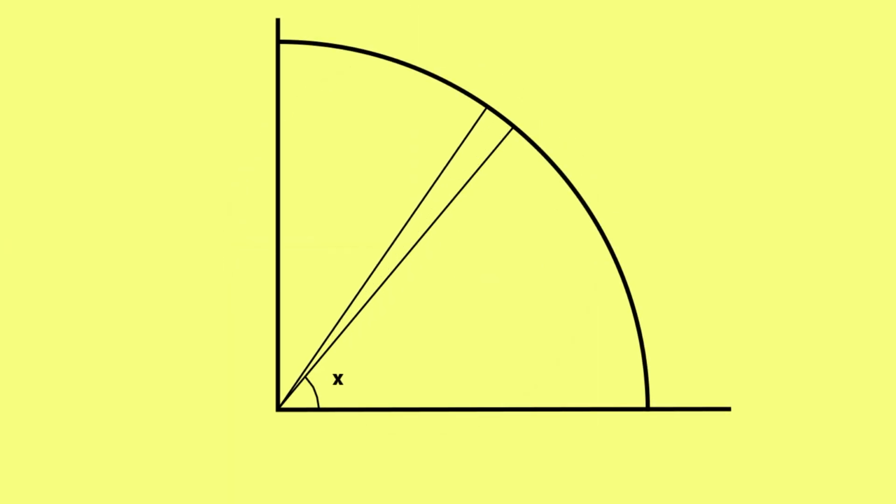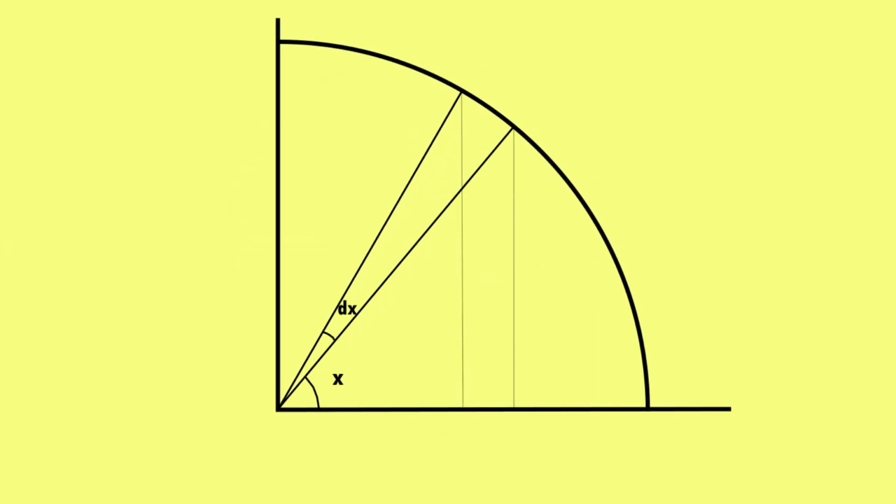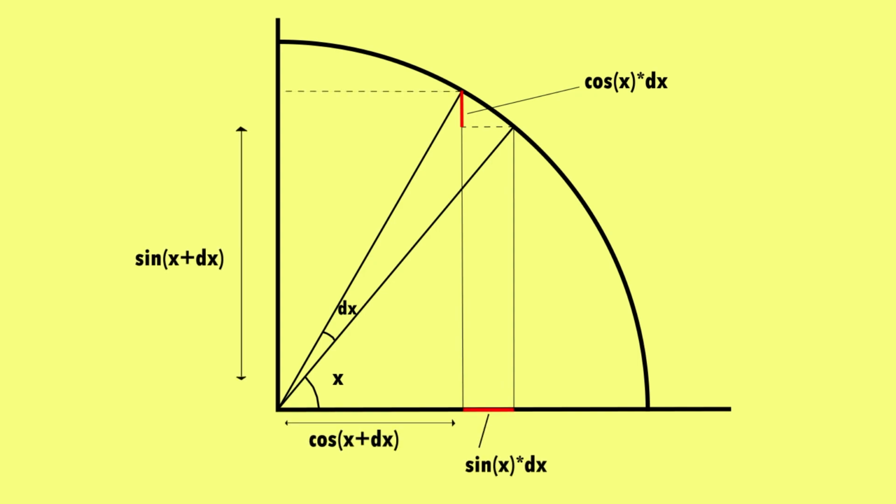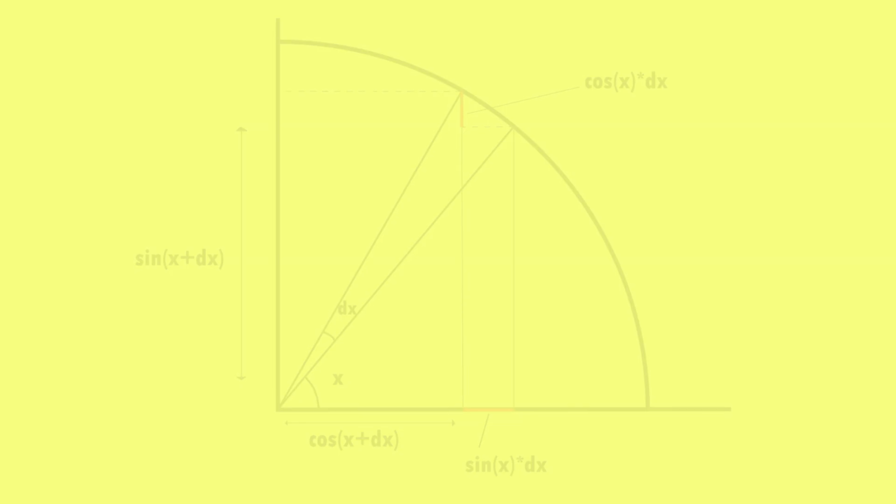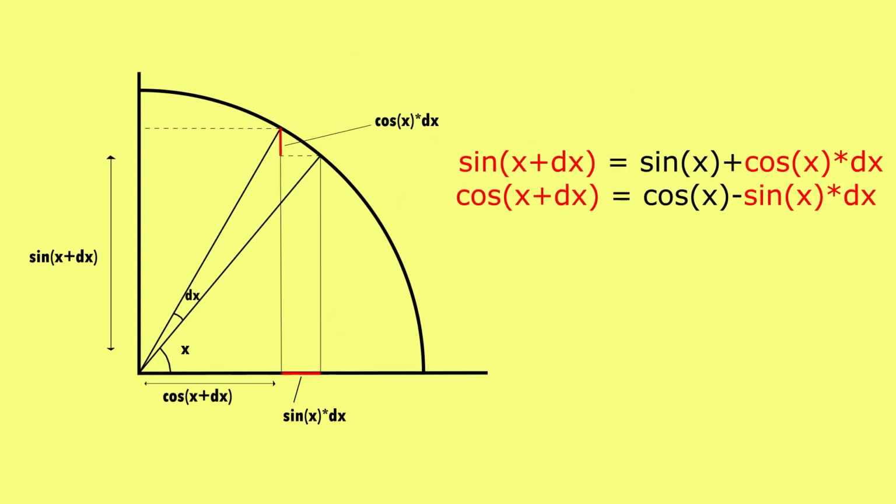Now, let's increase the angle by a tiny amount, dx. What happens to the vertical and horizontal parts of the line? Well, the vertical part will increase by cosine x times dx, and the horizontal part will decrease by sine x times dx. This is because as the angle gets bigger, the vertical part gets longer and the horizontal part gets shorter. To know why that is the case, you can refer to the video links given in the description.